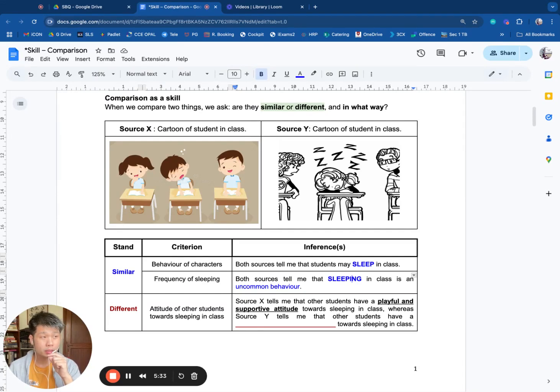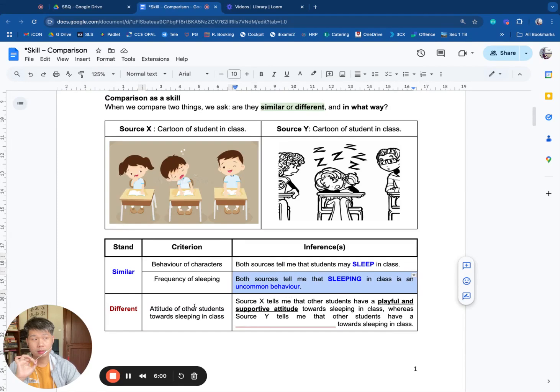You will observe that these similarities actually stem from a certain criterion, that they are similar because they tell me about the behavior of the characters or the frequency of this sleeping behavior. And ultimately, the similarity is to do with a combined inference, a single statement, a combined claim, which is that the students may sleep in class and this sleeping behavior is uncommon.